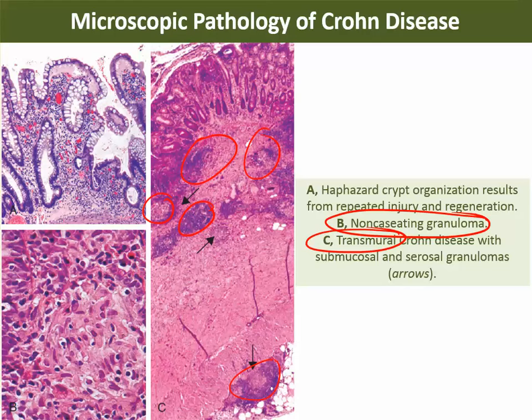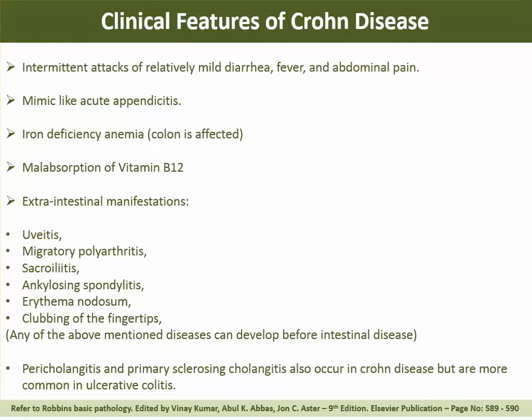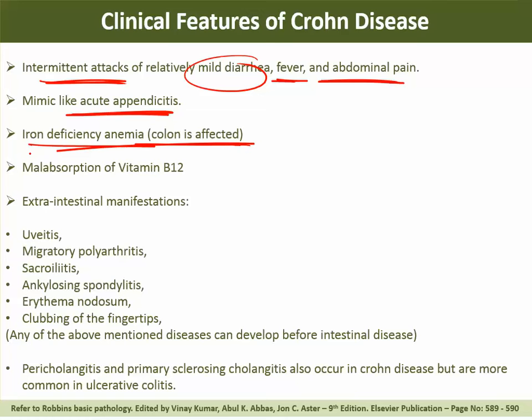So this is the characteristic feature of Crohn's disease, and clinically it produces intermittent attacks like mild diarrhea, fever and abdominal pain. It may mimic acute appendicitis. If the colon is affected, they will produce iron deficiency anemia. Because the ileum is affected, it will produce vitamin B12 deficiency, and extraintestinal manifestations.